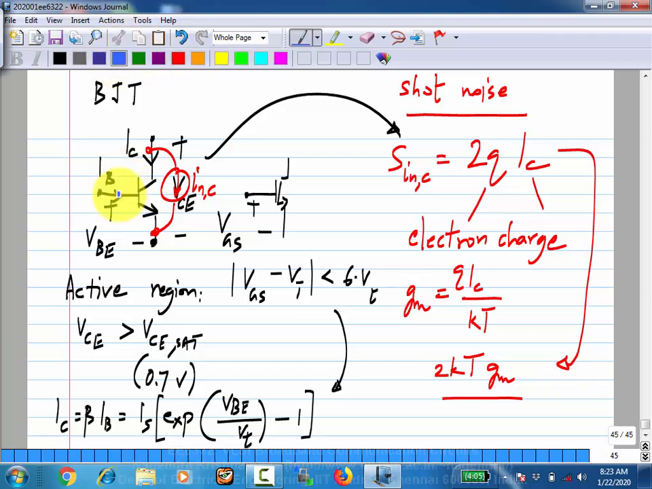Now you have base current also, and there is an additional noise current source, which is the base shot noise. It has a similar expression. It's 2Q times IB.